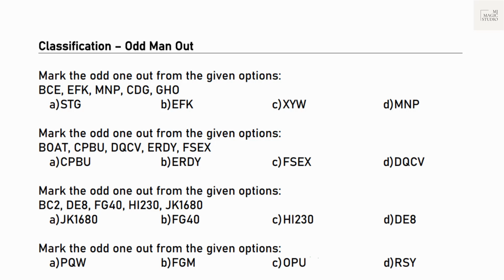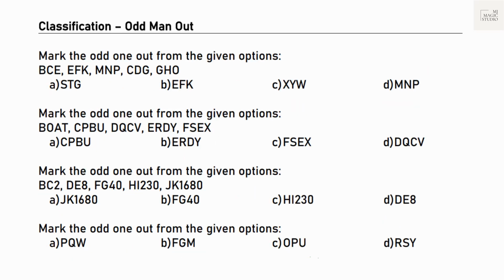Let's move on to classification, where we need to identify, from the given set of data, whether those are number clusters or alphabet clusters which do not follow the sequence, or we need to identify the odd man out. Okay, let's see how to identify. B, C, E, F, M, N, C, D, G, H. Those are correct. B plus C, 2 plus 3 is 5.